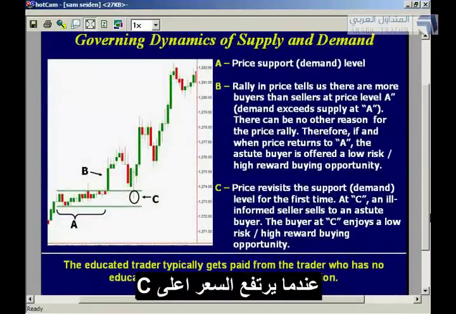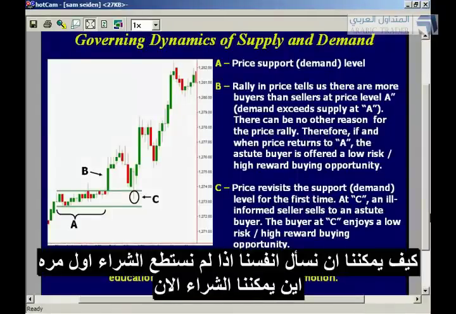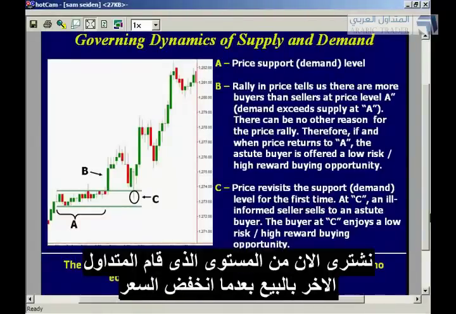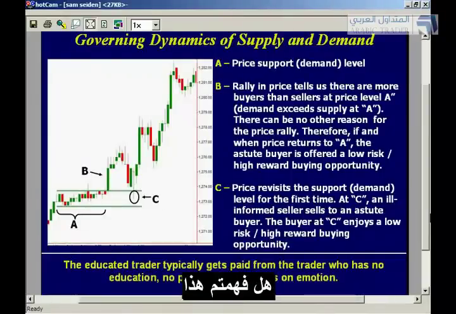So when prices up here decline back to C, right down there, we want to ask ourselves, okay, our rules are telling us to buy here, but who are we buying from? Let's investigate the seller that we're buying from. We're buying here at C from someone who is selling after a drop in price and selling into a price level where we already know demand exceeds supply. Does everybody understand that?